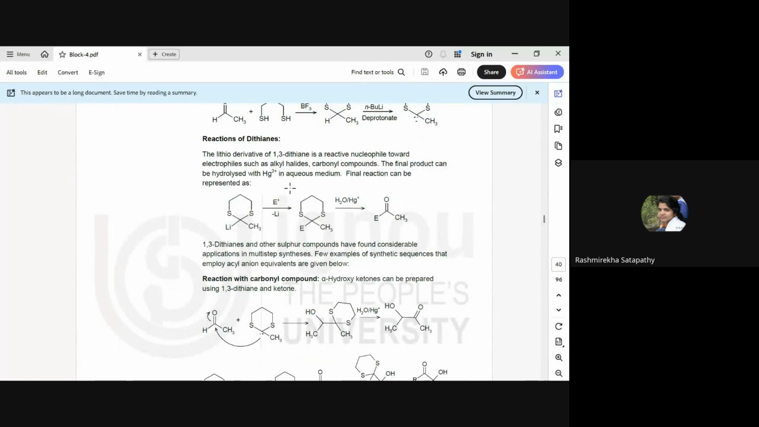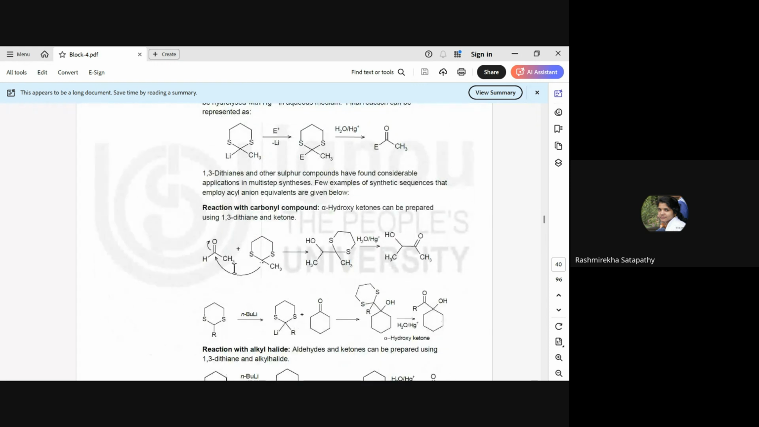Reactions of the dithiene. The lithium derivative of 1,3-dithiene is a reactive nucleophile towards electrophiles such as alkyl halides and carbonyl compounds. The final product can be hydrolyzed with Hg2+ in aqueous medium. The final reaction can be represented as follows. 1,3-Dithiene and other sulfur compounds have found considerable application in multi-step synthesis.